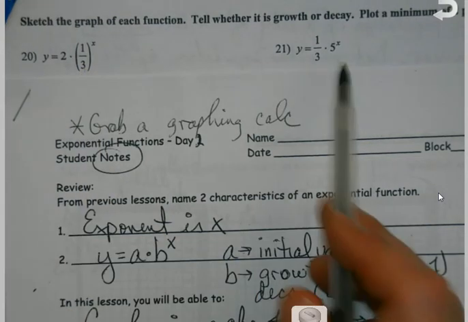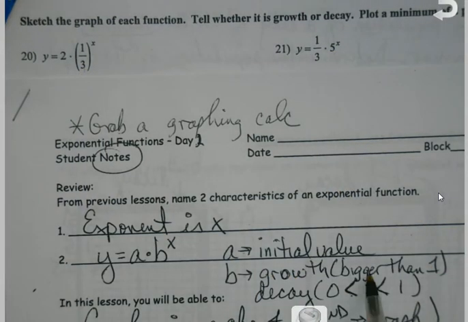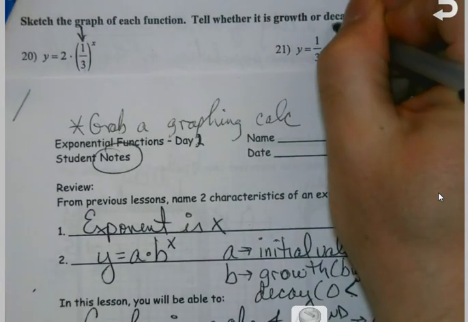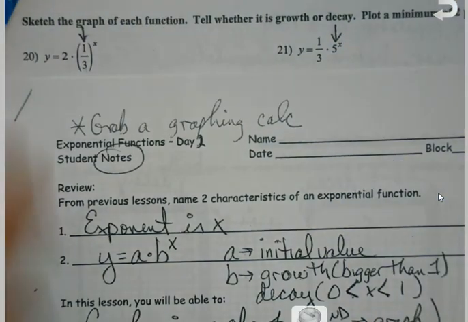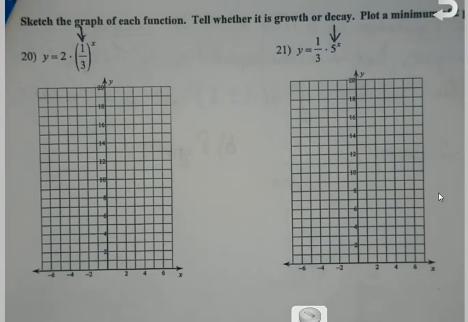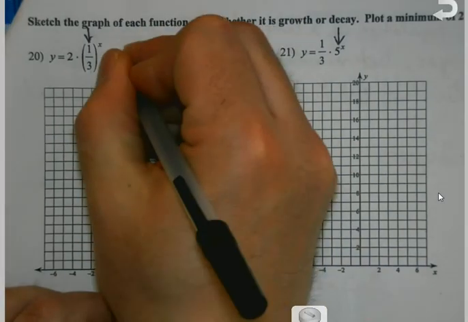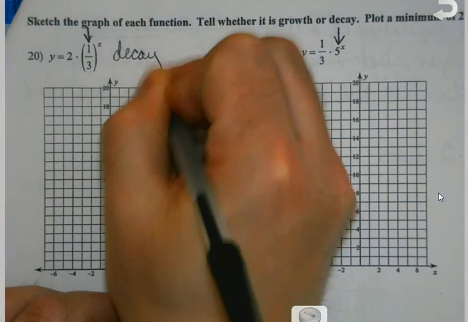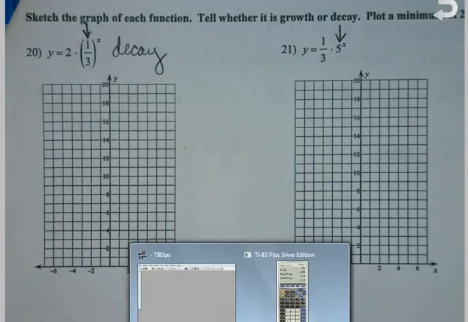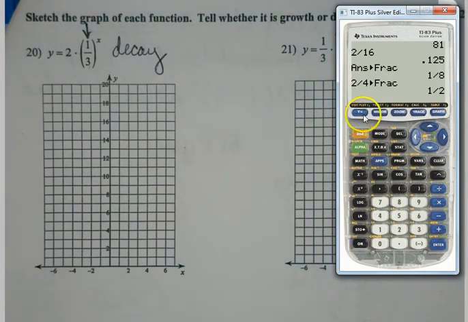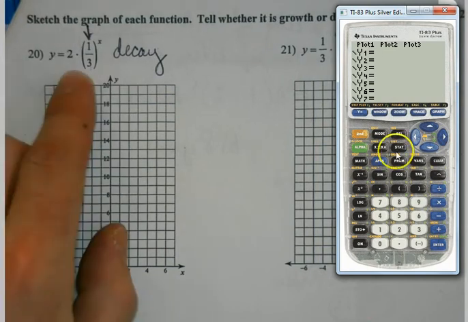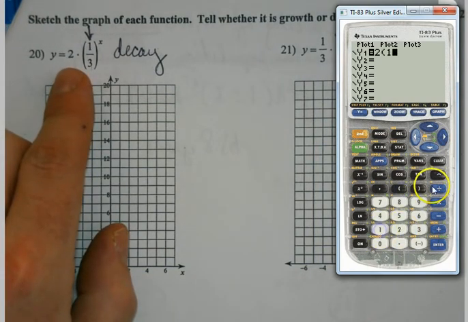It's all about the value that's with my x here. If it's bigger than 1, it's growth. If it's between 0 and 1, kind of more fractional, it's decay. But this is the value that determines that. So when I'm doing these, even before I put them in the calculator, I should know, for instance, that number 20 should be decay. And if I wasn't sure at the beginning, here's the other way I'm going to find out when I go ahead and put this in the calculator to help me.